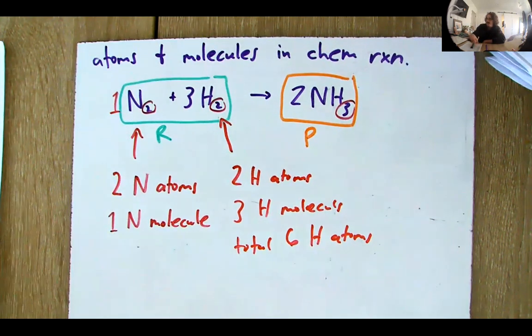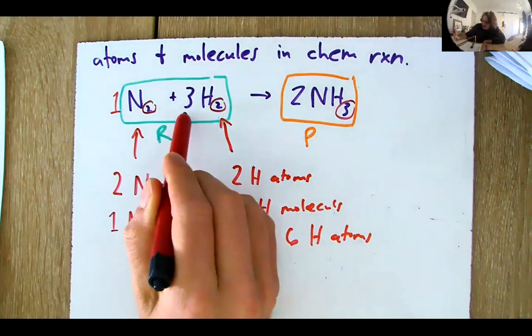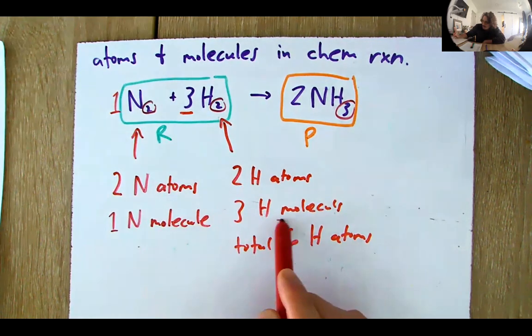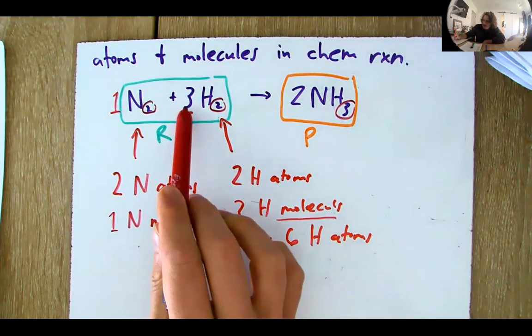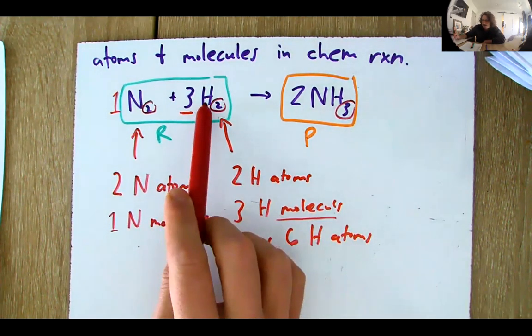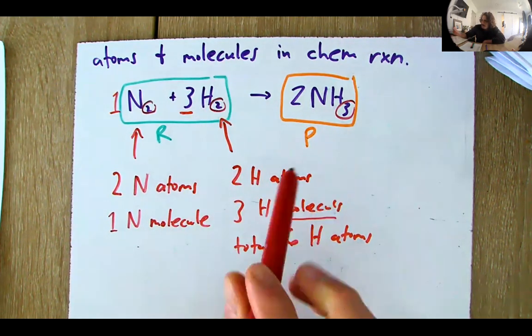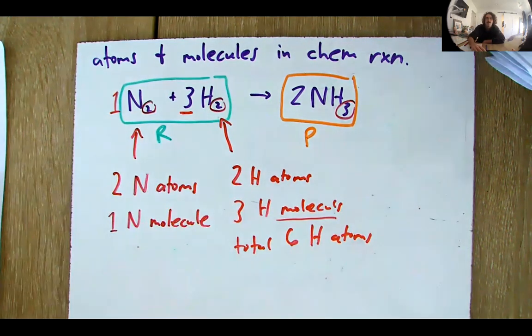Oh yeah, I forgot to say. This number in front is called the coefficient number. That tells you how many molecules there are when the coefficient number is attached to a molecule or an element. And then once again, the small number is called the subscript, and you have the reactants and the products.